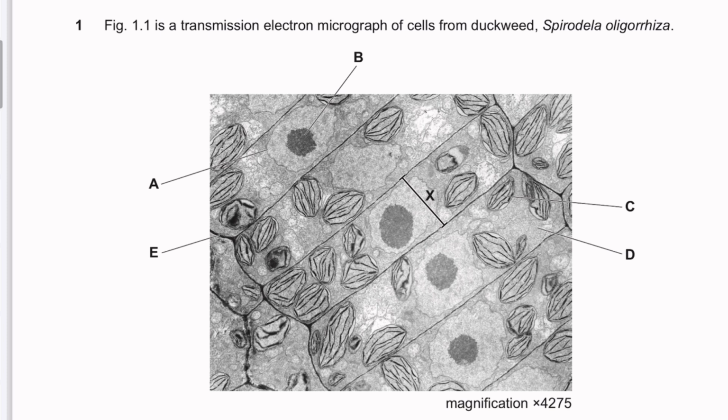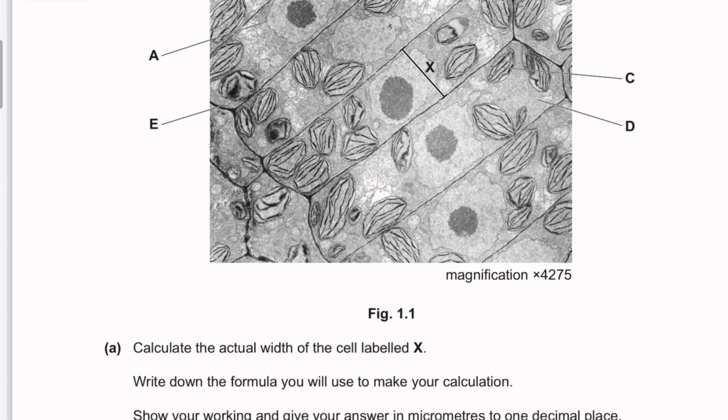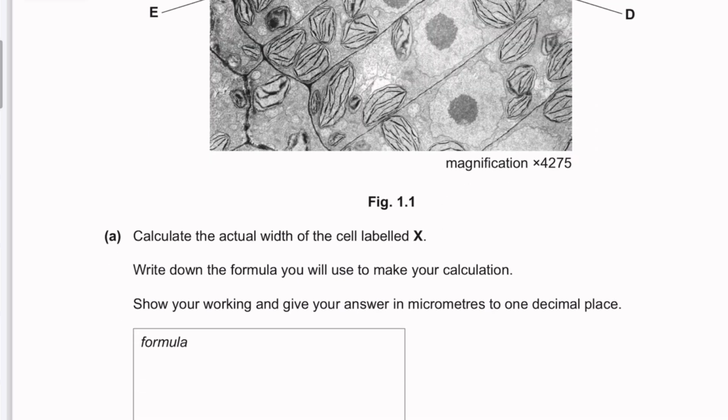Come on, question number 1. Figure 1.1 is a transmission electron micrograph of cells from duckweed. Calculate the actual width of the cell labeled X. Write down the formula you use to make your calculation. Show your working and give your answer in micrometers to 1 decimal place.